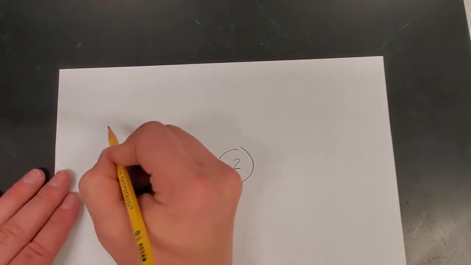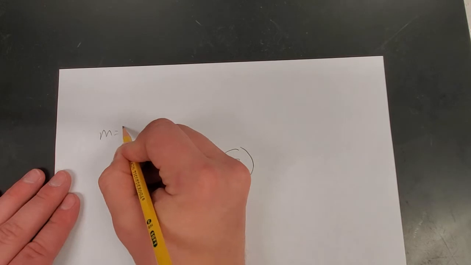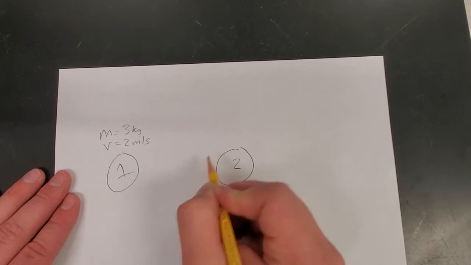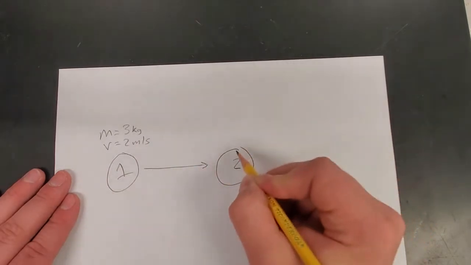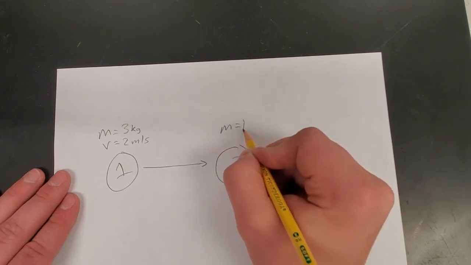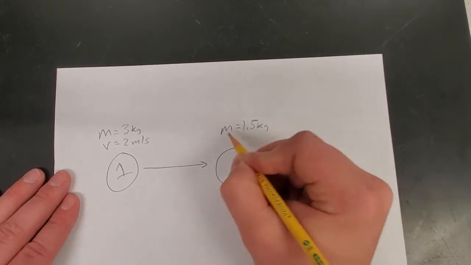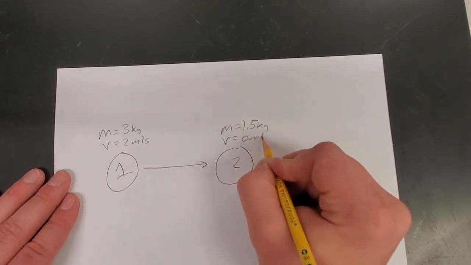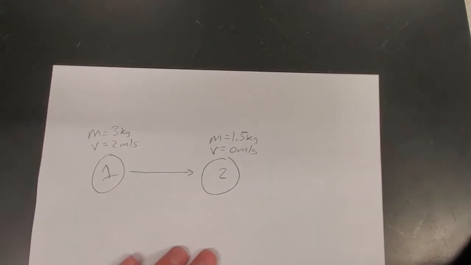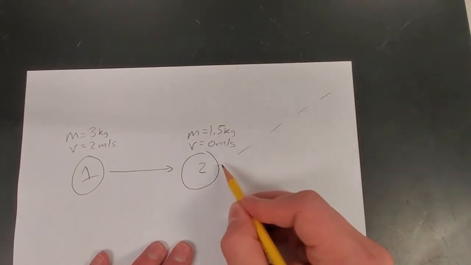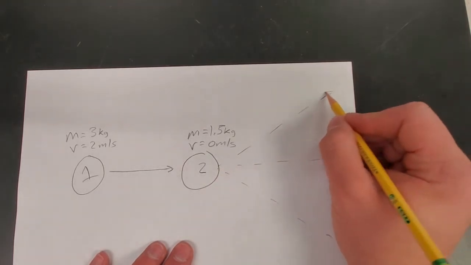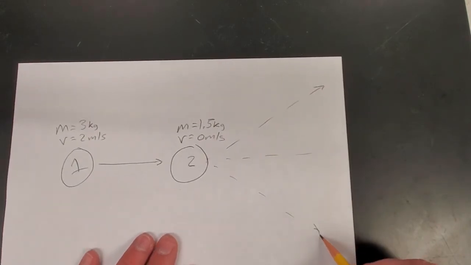We'll say the initial state of ball 1 has a mass equal to 3 kilograms and a velocity equal to 2 meters per second. And ball 2 has a mass equal to, we'll say, 1.5 kilograms, and it's at rest. So the velocity is equal to 0 meters per second. All right, ball 1 hits ball 2, and they fire off in different directions. Ball 2 goes up this way, and ball 1 goes down here.